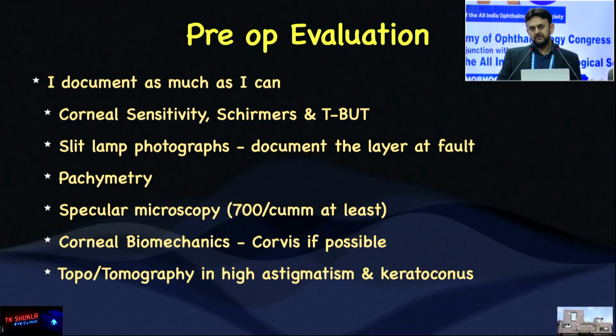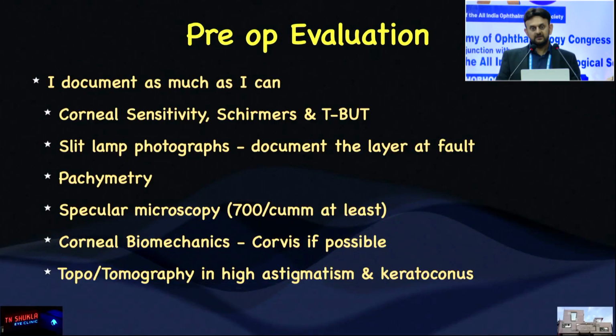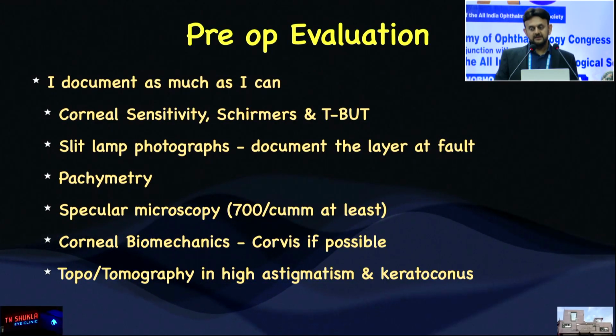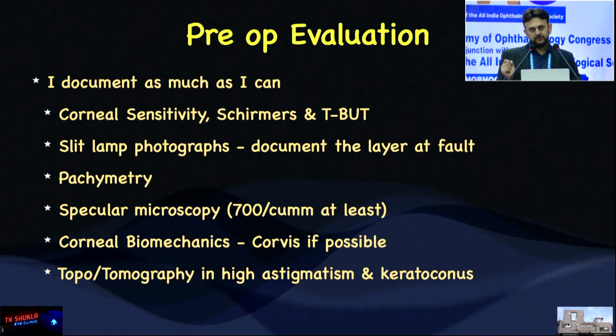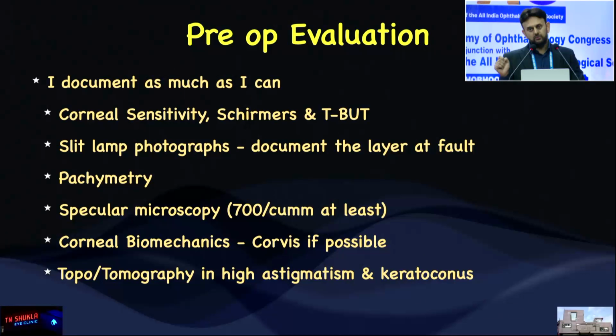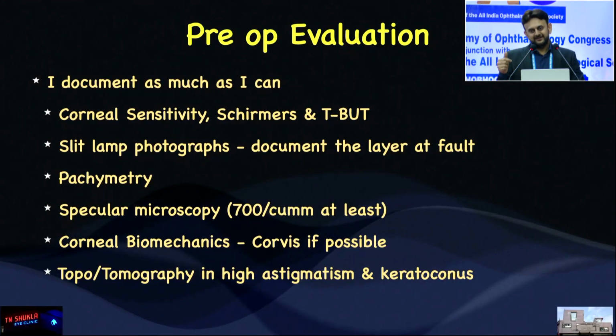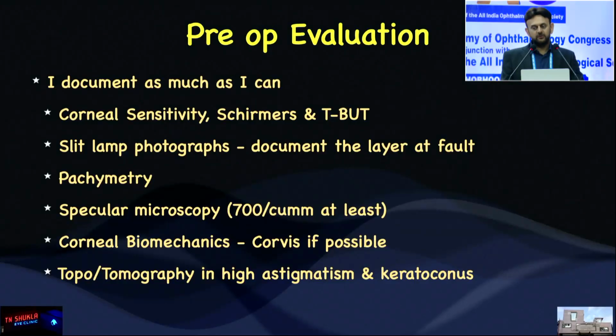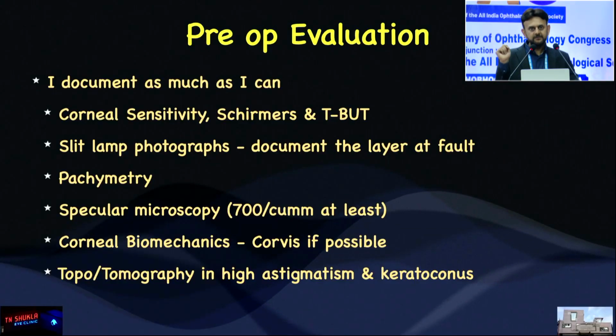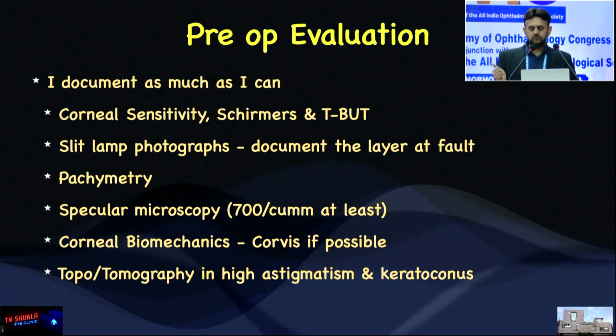Doctor, we don't understand, we don't have any trouble at all, and then suddenly you find that the patient has absent corneal sensations. Schirmer and the tear film breakup time are things which can be done very easily. Slit lamp photographs are needed. Document the layer at fault if we can do that, and it is very simple to do. Once everybody has a slit lamp, zoom in slightly, move the slit beam up and down, and you'll be able to find the layer at fault. Pachymetry is important, and specular microscopy is important.